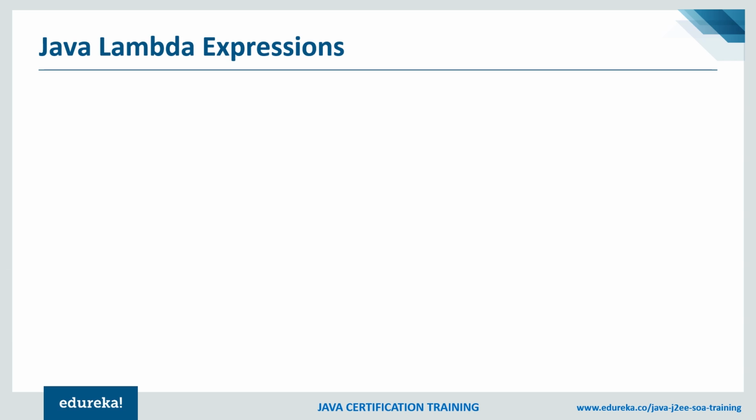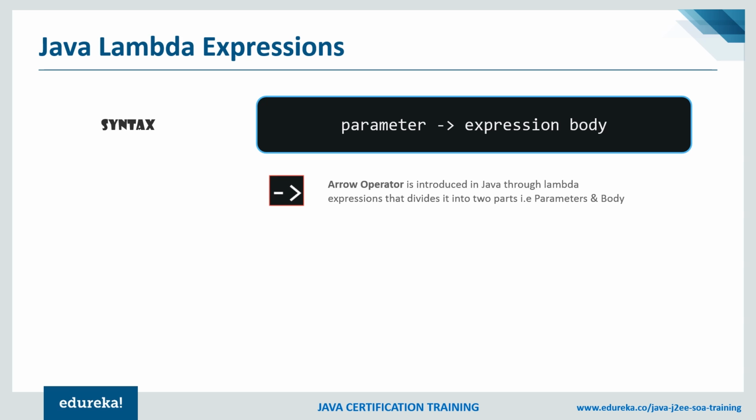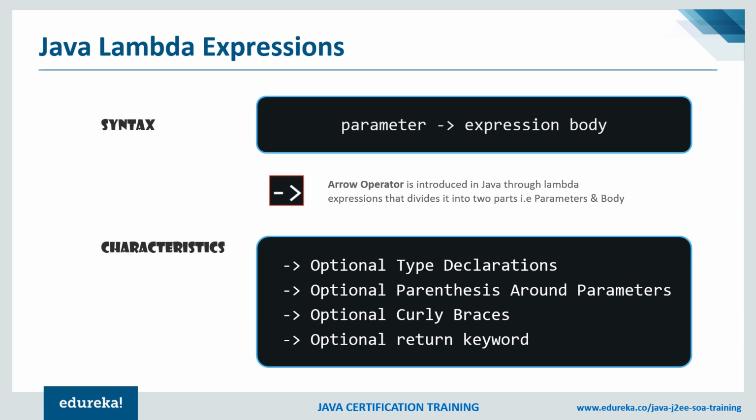Syntactically, when we are talking about lambda expressions, we have this arrow operator. We need to pass the parameters, write an arrow operator, and then write the body. So the arrow operator is introduced so that we can write a lambda expression. Type declarations, parentheses around parameters, curly braces, and the return keyword are all optional. If you want, you can use them with lambda expressions.